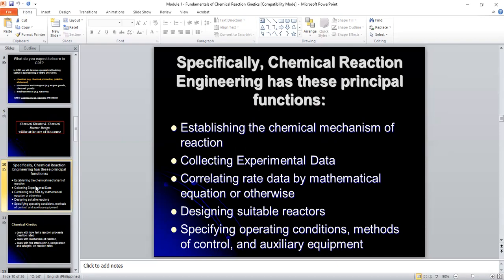So number one, establishing the chemical mechanism of reaction. Now, when you speak of establishing the chemical mechanism of reaction, this actually requires experience, because no one without the experience of having been exposed to reactive systems will know the series of steps, the series of chemical treatment steps that a particular set of raw material or chemical species will need to undergo so that the product or products can be produced. So it takes a lot of experience to know this chemical mechanism.